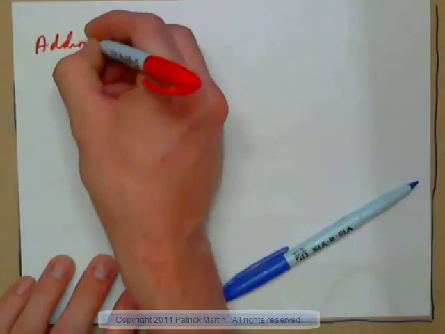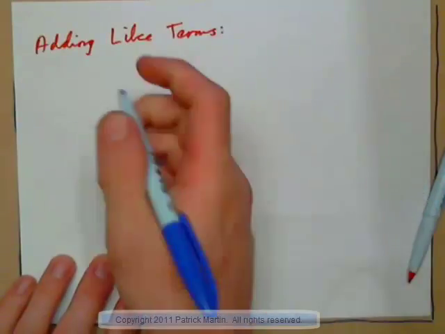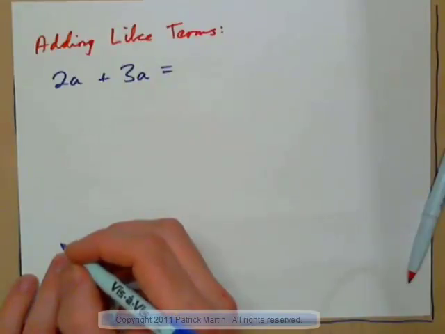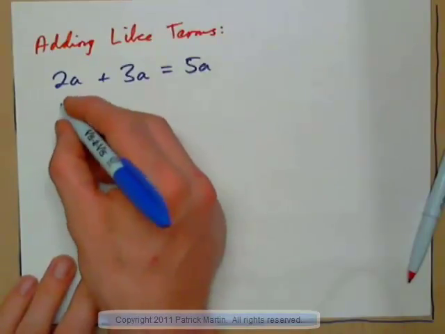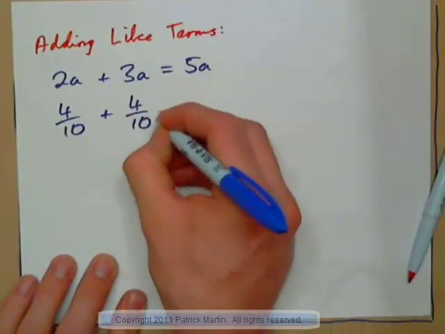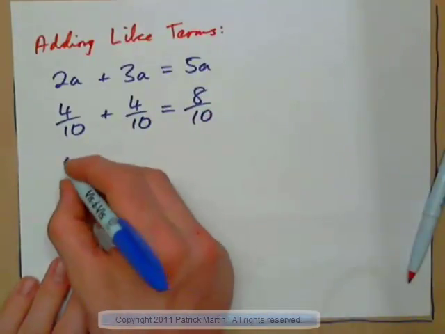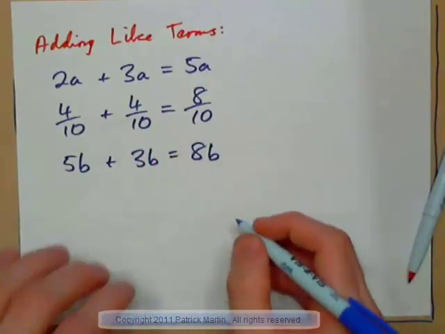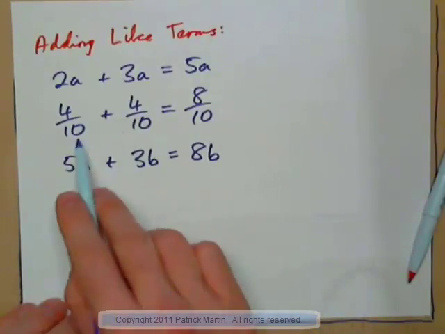Adding like terms. Here's how adding like terms works. If you have 2 apples and you add 3 apples, how many apples is that? 5 apples, isn't it? Just like the dimes. 4 dimes plus 4 dimes would be 8 dimes. So it's like terms. Or 5b plus 3b would be 8b, 8 bananas. So that's how we add and subtract fractions when the denominators are the same.